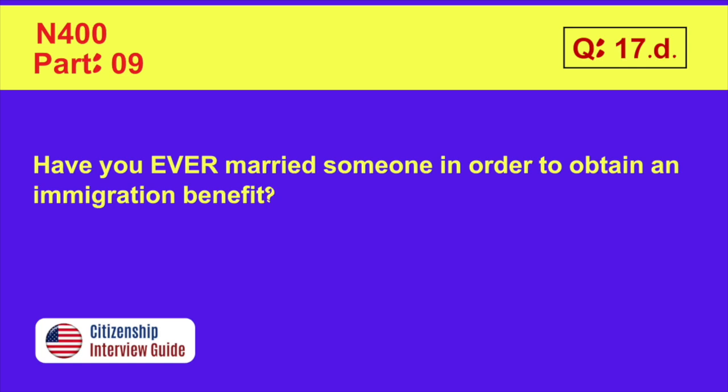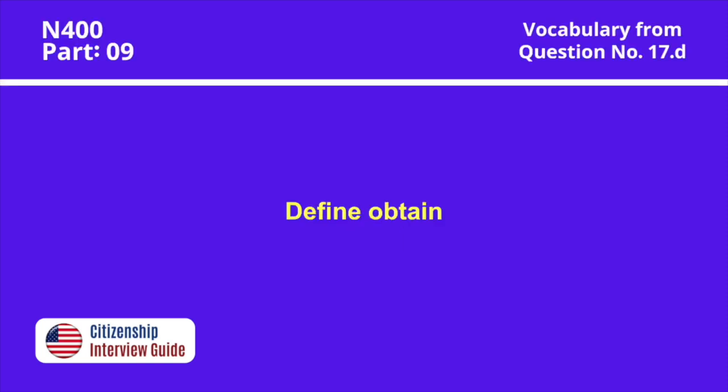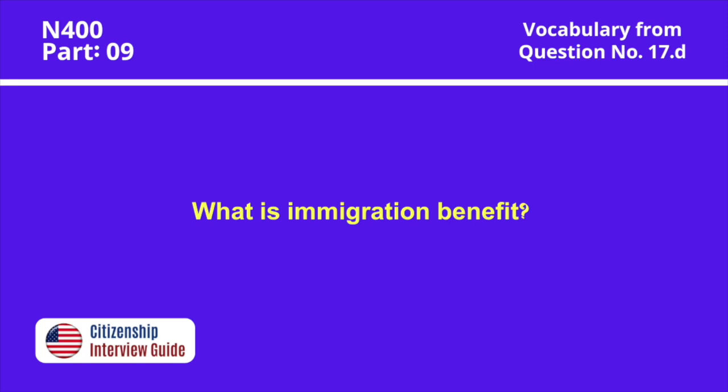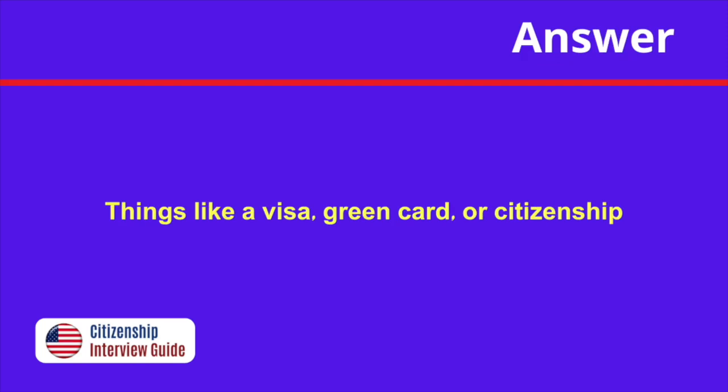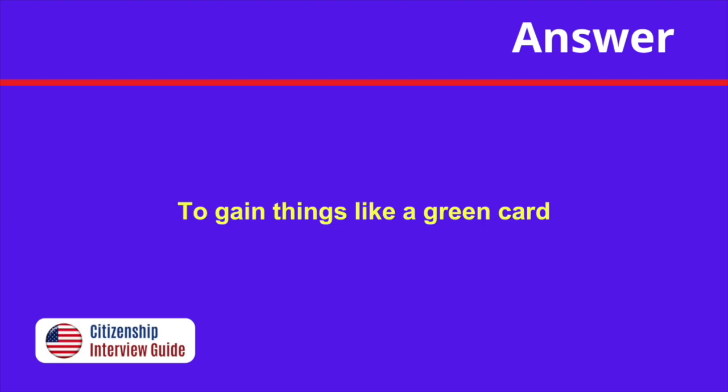Have you ever married someone in order to obtain an immigration benefit? No. Define obtain. To gain something. What is immigration benefit? Things. Like a visa, green card, or citizenship. Define obtain immigration benefit. To gain things like a green card.